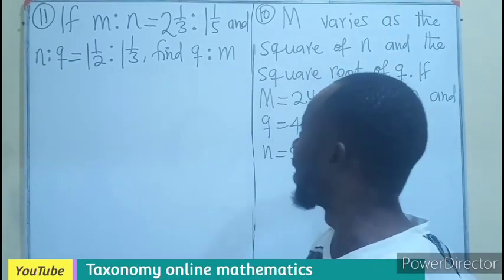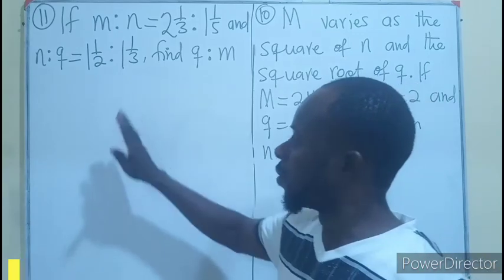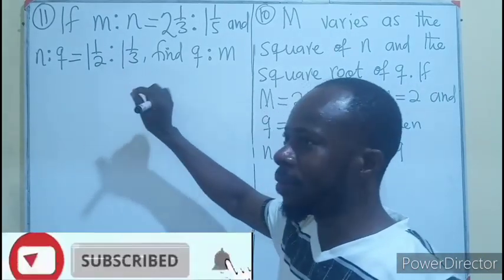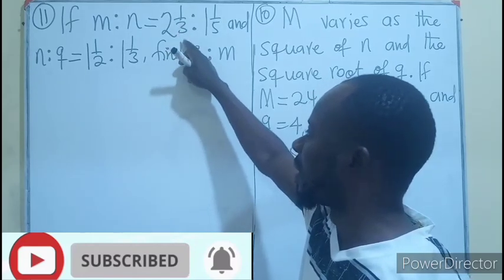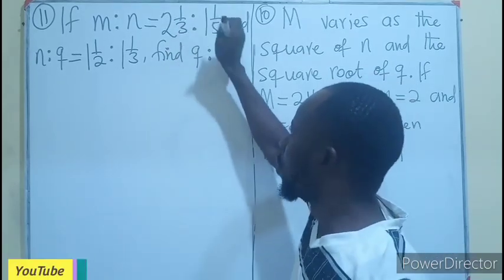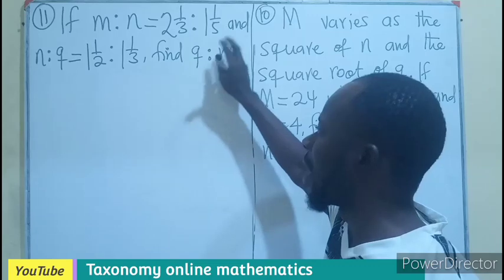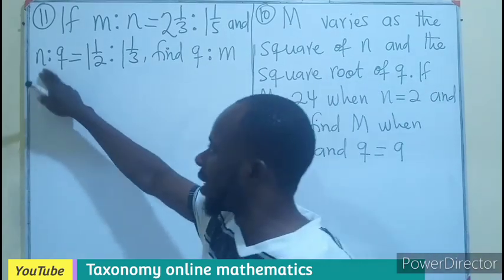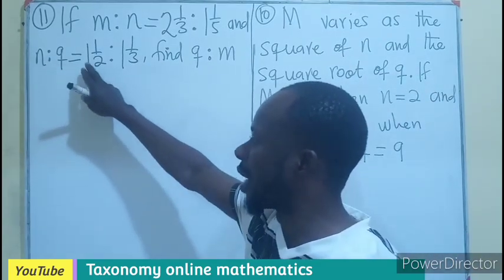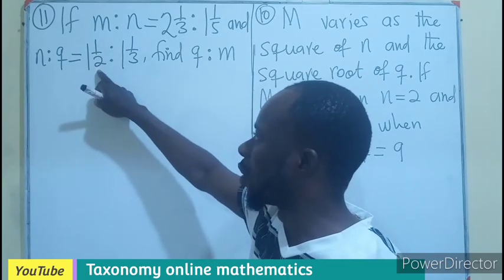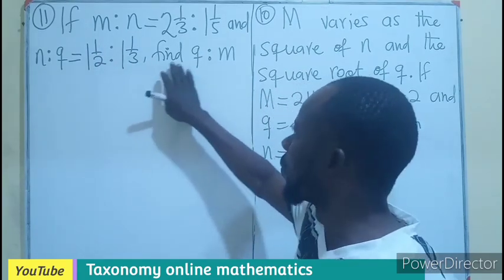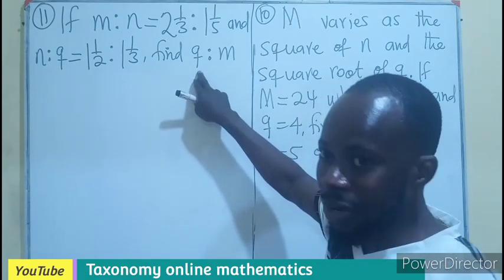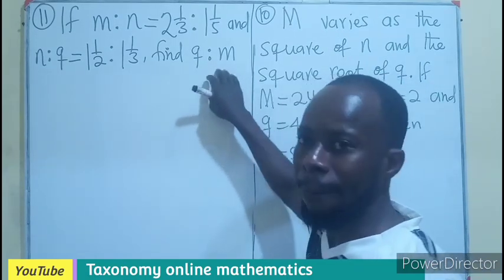Question number 10 and 11. So 11: if m is to n equals 2 whole number 1 over 3 is to 1 whole number 1 over 5, and n is to q is also 1 whole number 1 over 2 is to 1 whole number 1 over 3, we have to find the ratio q is to m.